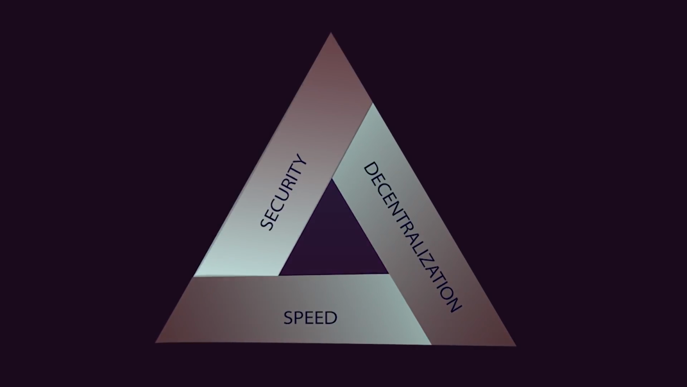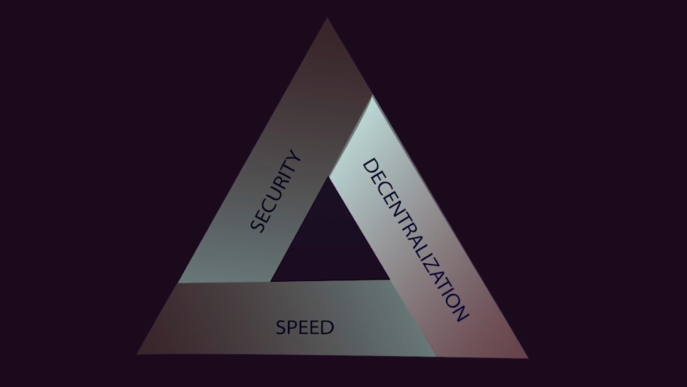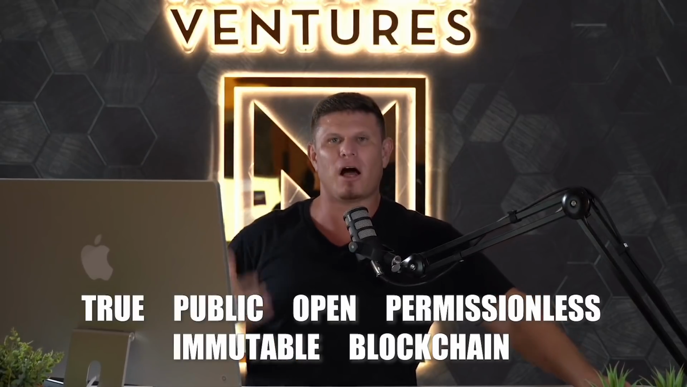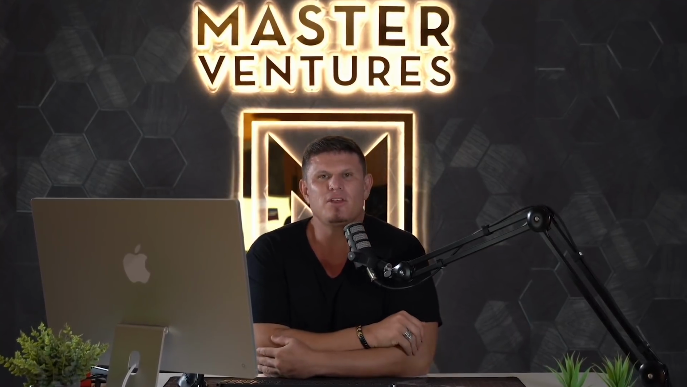Vitalik said that there's really no way to have all three of these things, which is security, speed, and decentralization. One of those things must be sacrificed in order to be a true, public, open, permissionless, immutable blockchain. But a lot of scientists and architects and engineers have thought maybe there's a better way to do decentralization other than a blockchain. And a DAG is a different way.